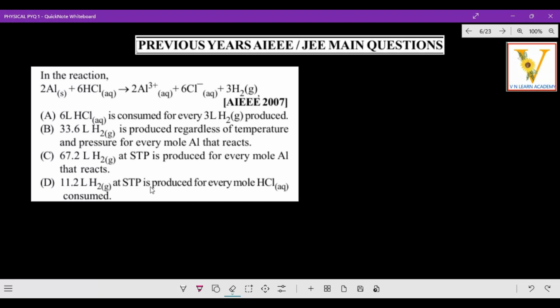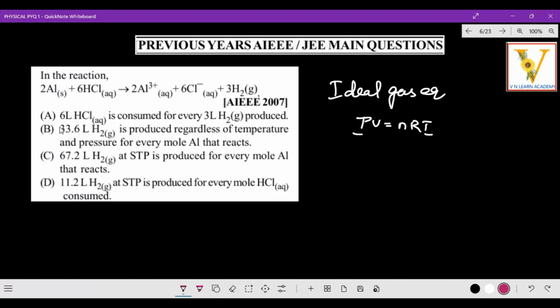In that equation, we observe solid, aqueous, and here gas. According to these statements, it tells us one important point: the ideal gas equation. What is the ideal gas equation? PV equals nRT. So pressure and temperature are very important to note down for this.